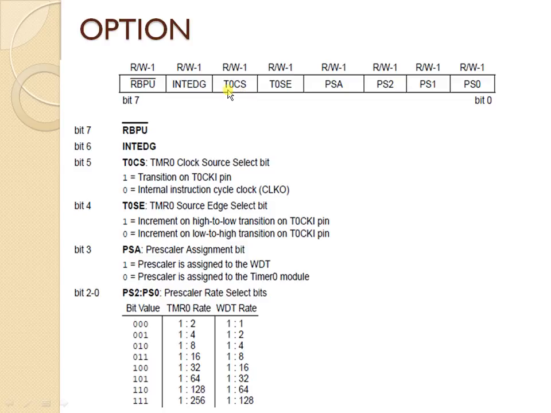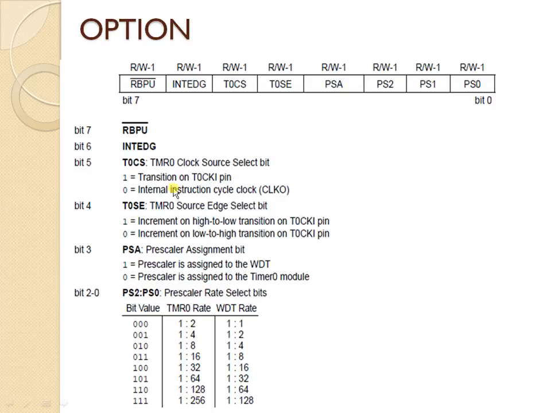Now apart from these two, there are some bits which are related to the timers. T0CS, Timer0 clock source. You can select the clock source for this timer peripheral either from an external source or from the internal clock. If you are selecting it from the external source, we call it a counter. If you're selecting it from the internal source, then we call it a timer.